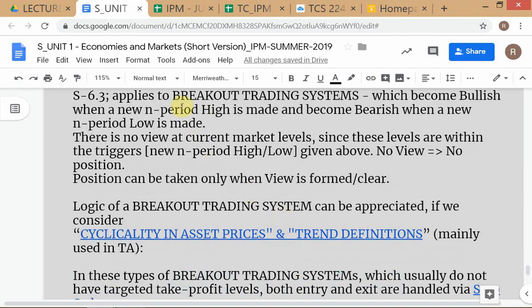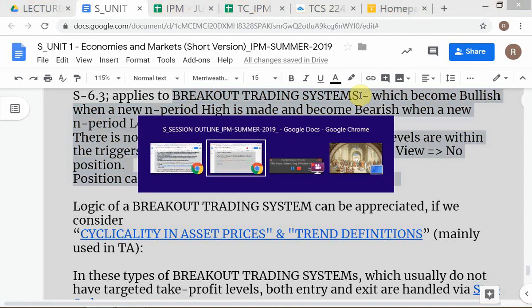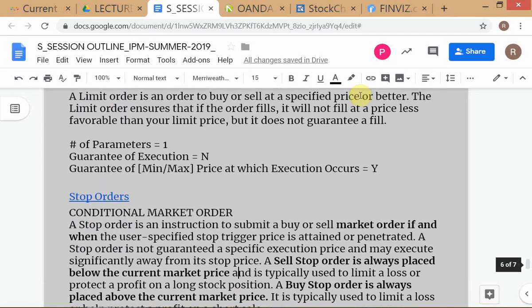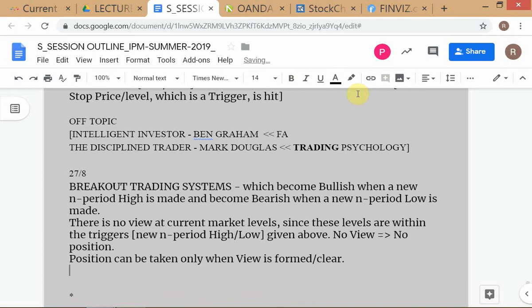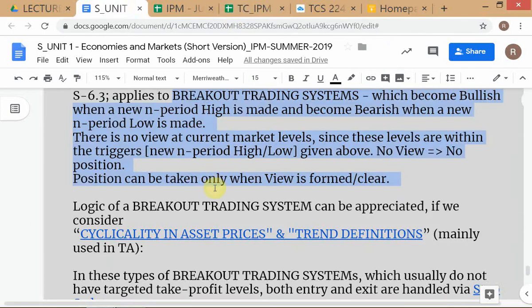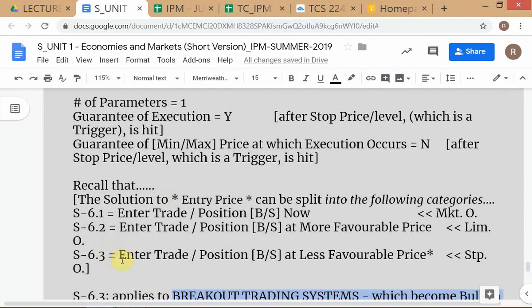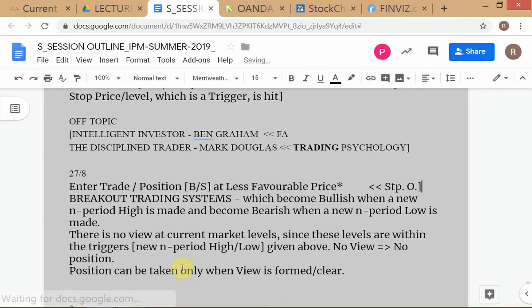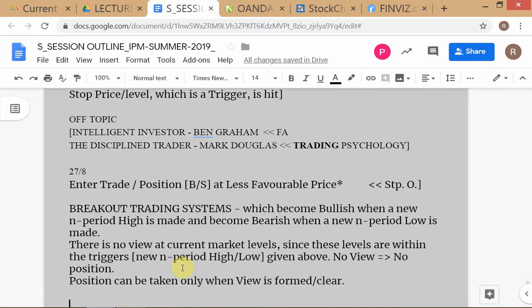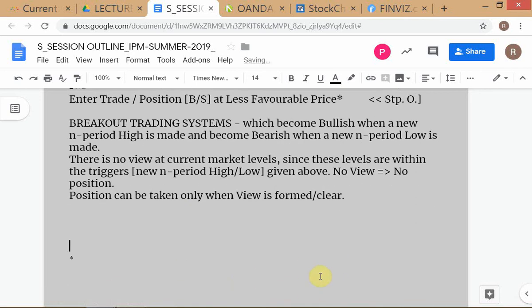We can put this here actually, in discussions for today. We are having a discussion on breakout trading systems. The reason we get into this topic is that we are trying to understand why we would enter a trade at a price less favorable than the current market price. The reason is that there's a category of systems called breakout trading systems.